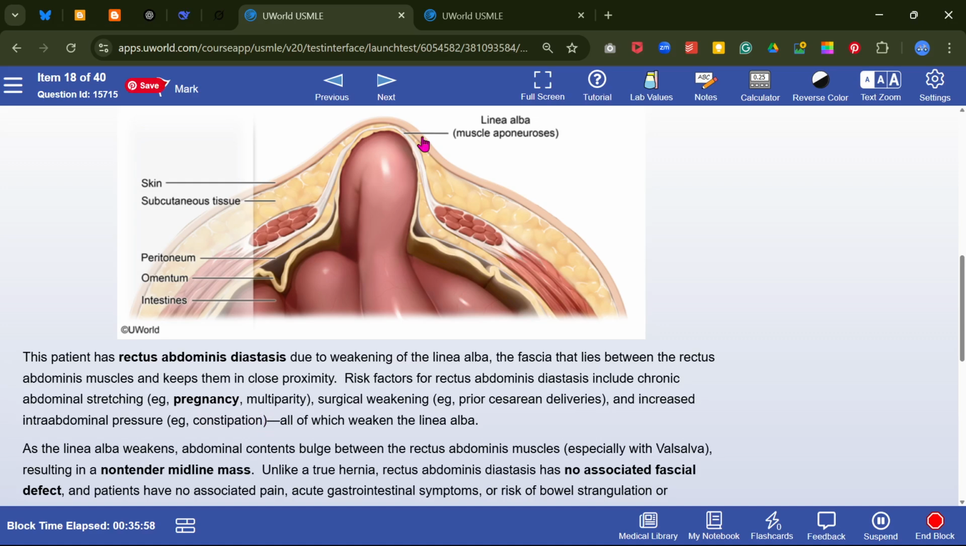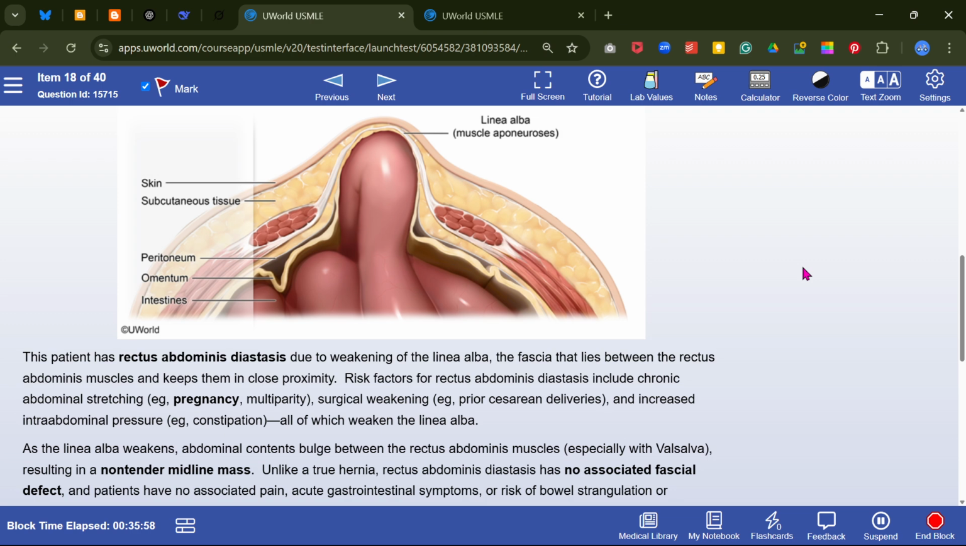Rectus diastasis. Okay. So this patient has rectus abdominis diastasis due to weakening of the linea alba, the fascia that lies within the rectus abdominis muscle. The fascia keeps the muscles in close proximity. Risk factors for rectus abdominis diastasis include chronic abdominal stretching, pregnancy, multiparity, surgical weakening, prior cesarean delivery, and increased abdominal pressure, constipation, all of which weaken the linea alba.